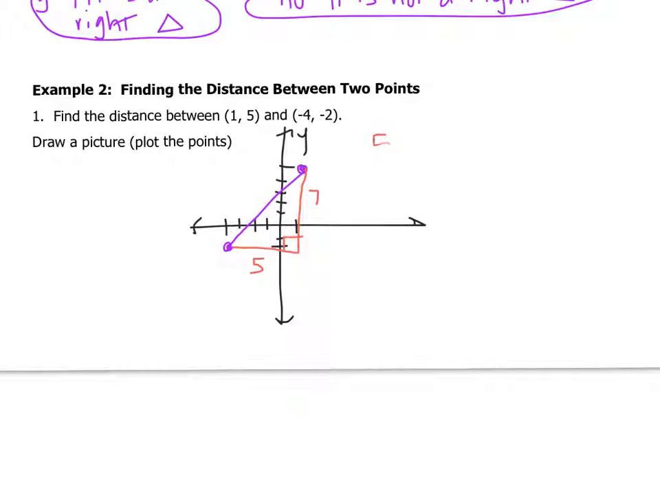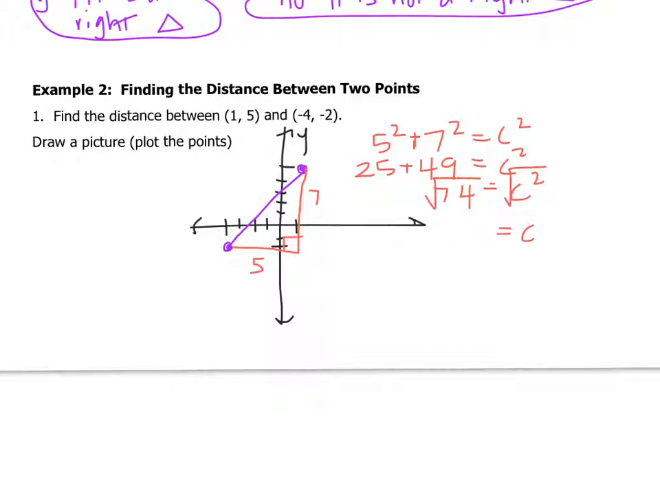And so we get 5 squared plus 7 squared equals c squared. 25 plus 49 equals c squared. And then when I add, I get 74. So I'm just going to round. I'll get my calculator out and type that in and round it. I believe it's around 8.6. So we say 8.6 units.